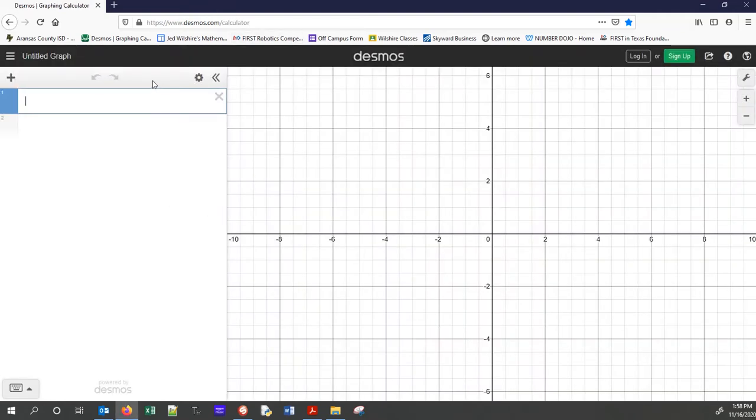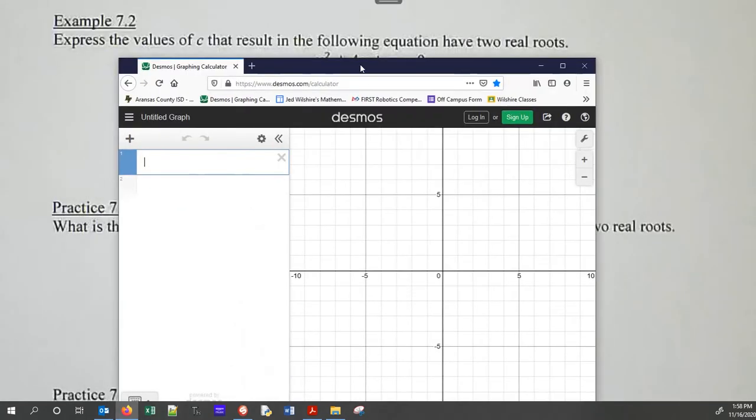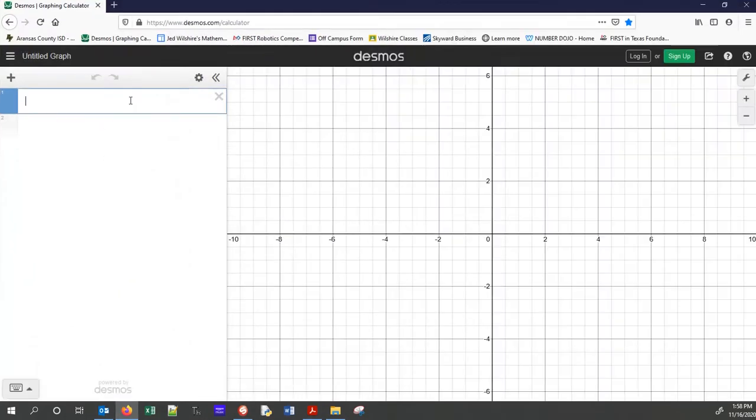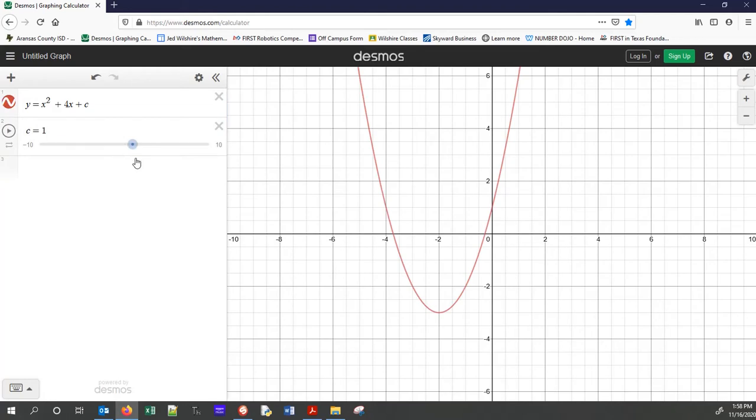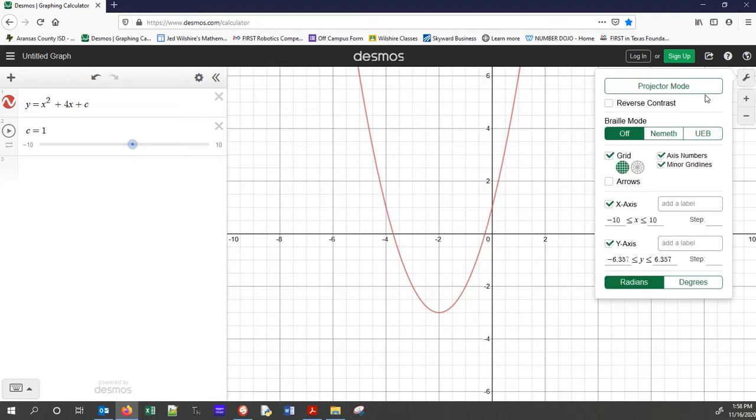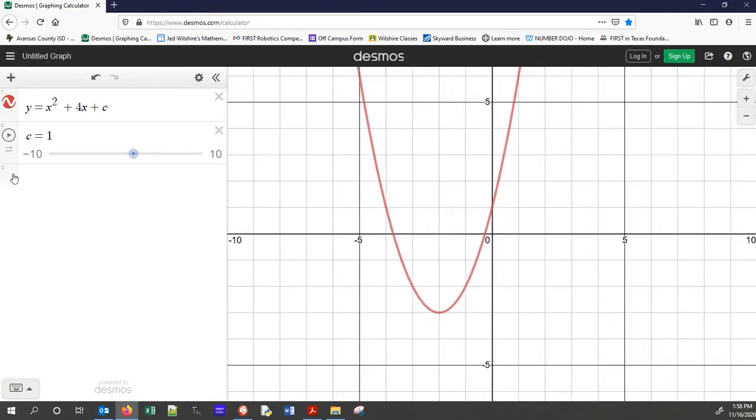No, see that's not at all what you're supposed to do. x squared plus 4x plus c. So we know that the solutions to this equaling 0 are where we're crossing the x-axis. Let me make this a little darker here. So these are real solutions because these points of intersection are real.